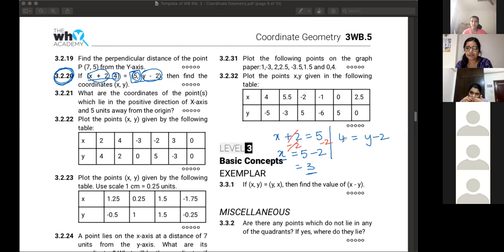So similarly, how will you solve this side? Ma'am, the -2 will come to the right-hand side, so it would be +2. So 4 plus 2 is 6. So y equals 6. So y equals 4 plus 2, which is 6. So your answer will be 3, 6.